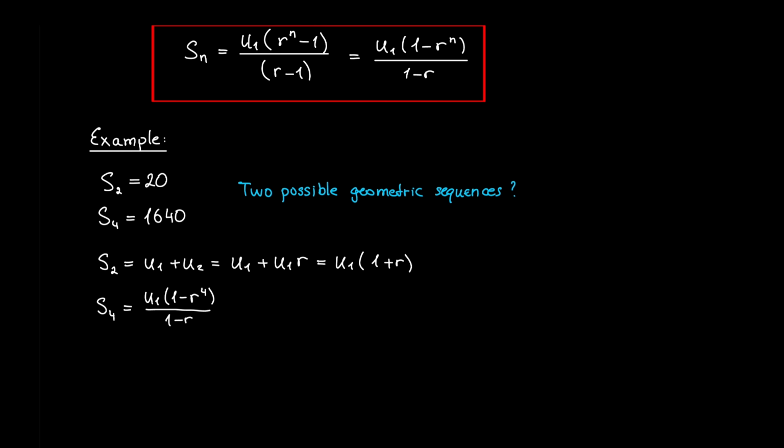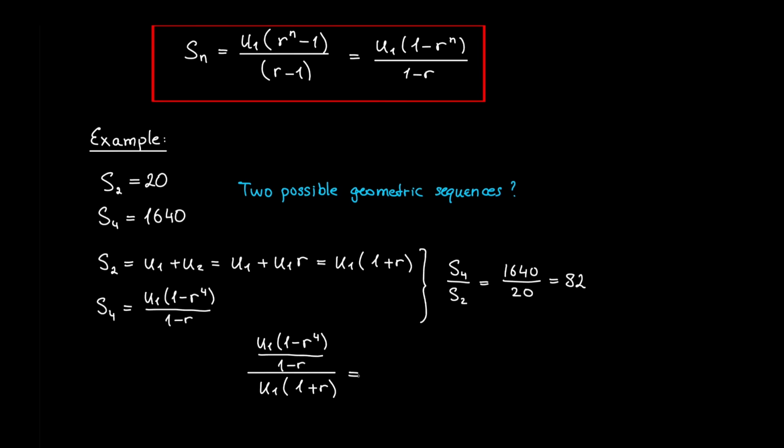And here we have two unknowns, namely u1 and the common ratio, and we have two different equations, meaning we're solving a system of equations, and we can do this by dividing S4 by S2. Now S4 is 1640 and S2 is just 20. Their division gives us 82. Now let's divide their equations. When dividing their equations, the u1 are going to cancel out. However, for now, nothing else will cancel out.